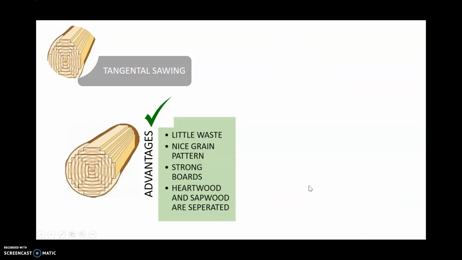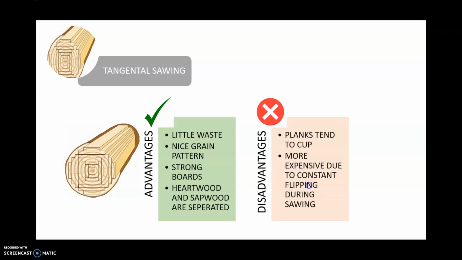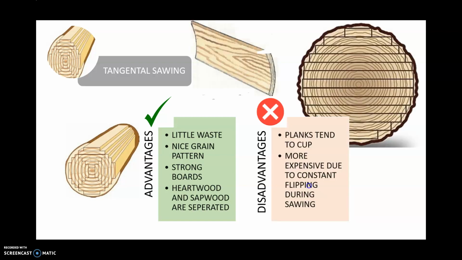Tangential sawing, you get little waste, you get a nice grain pattern, the same as in true and true. You get strong boards, but this time the heartwood and sapwood are separated. The planks tend to cup because it's very similar to true and true, it's just tangential to the rings, and it's more expensive due to constant flipping during sawing. So as you can see here, this is flipping around. You take off this one, and you take off this one, then you take off this one, and you keep going round and round until the log gets smaller and smaller.